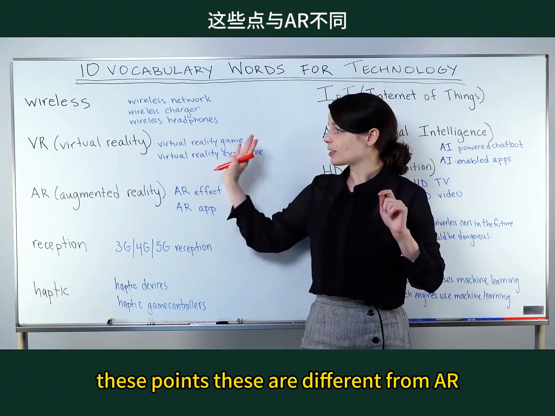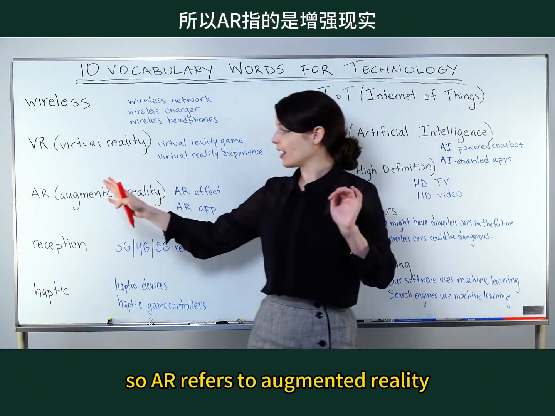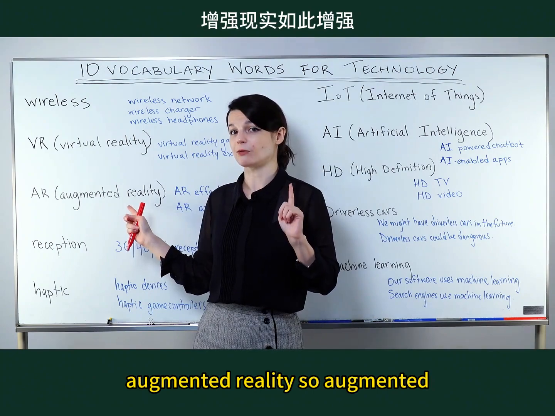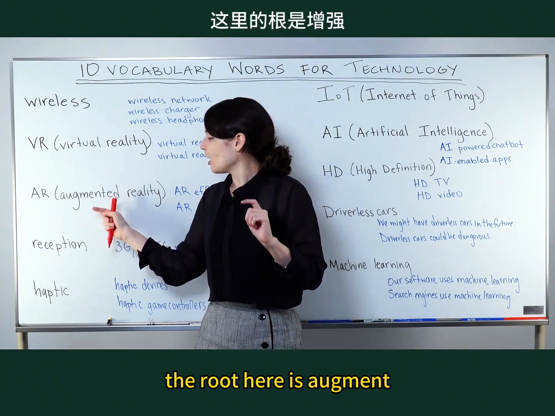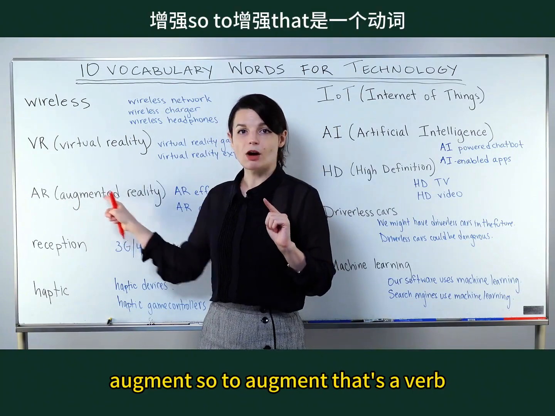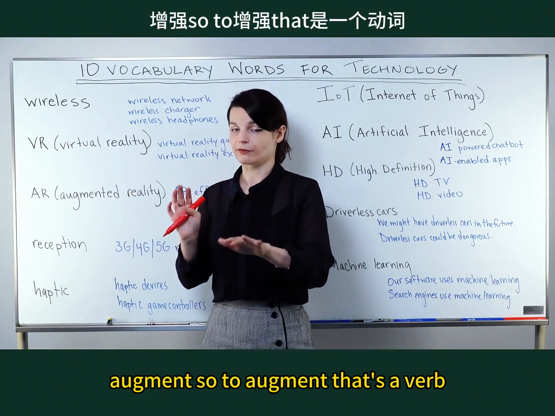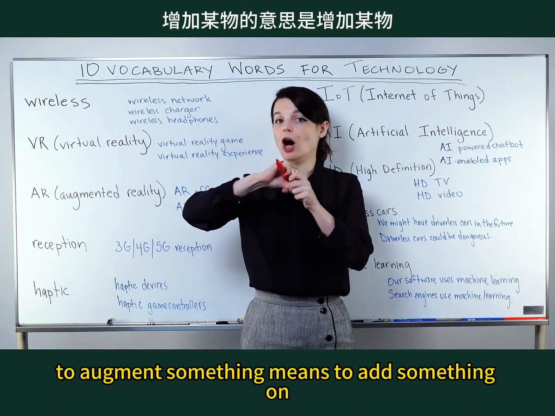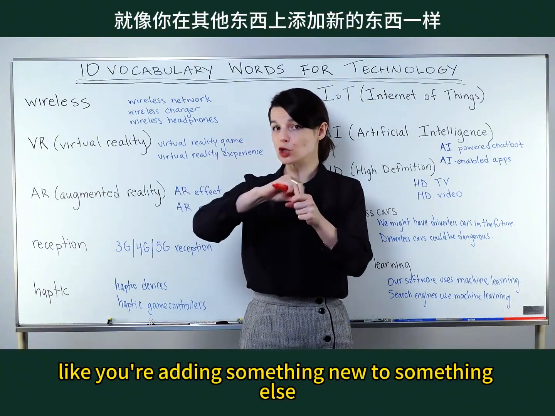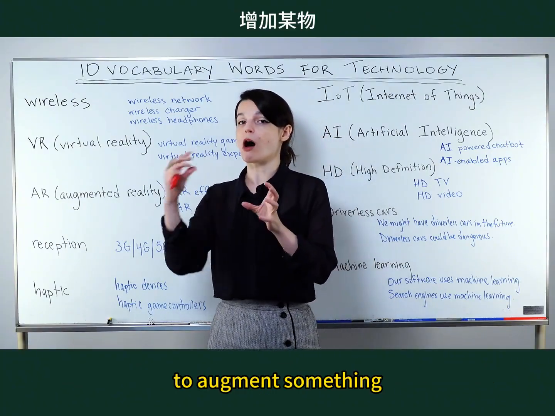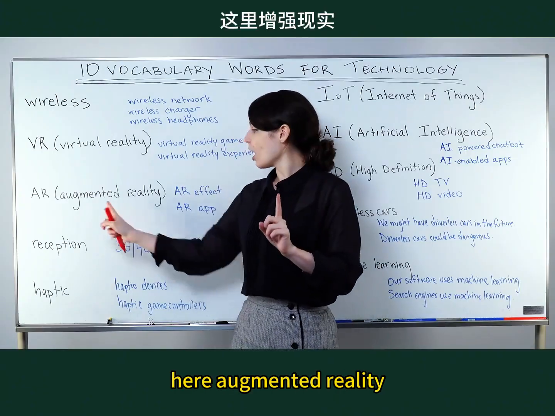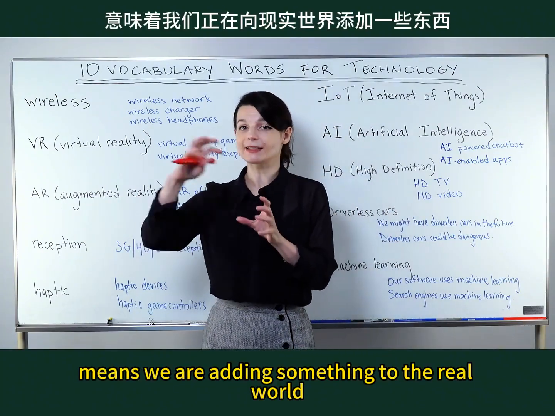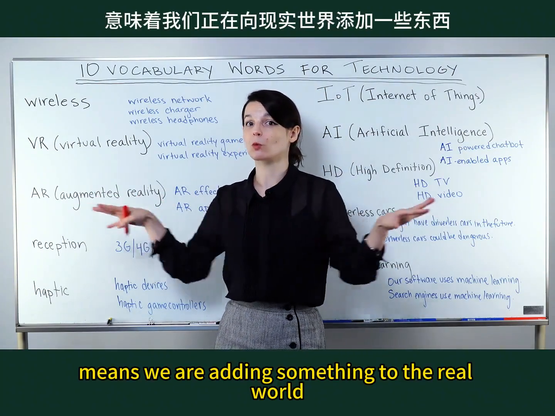These points are different from AR. So AR refers to augmented reality. So augmented, the root here is augment. To augment, that's a verb. To augment something means to add something on, like you're adding something new to something else. Here, augmented reality means we are adding something to the real world.